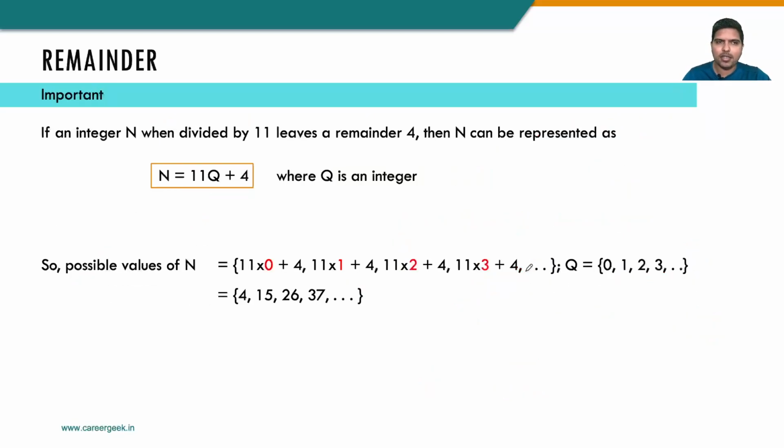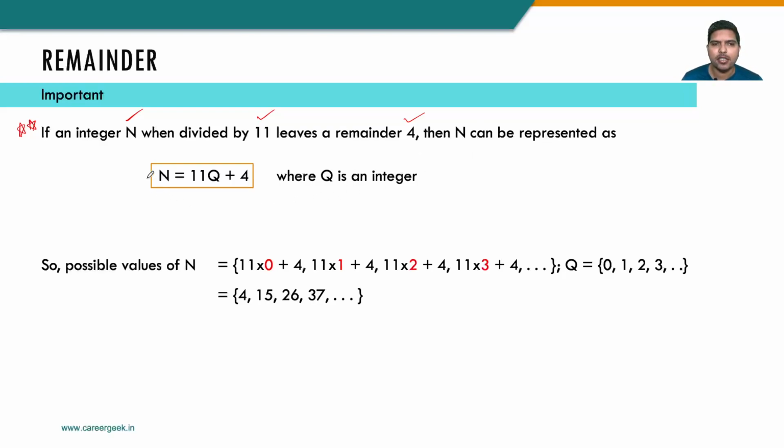We'll go to next. The most important part, like I said, for the purpose of solving questions: if an integer n when divided by 11 leaves a remainder 4. This statement itself is so important. Some statement like this, okay? A lot of times these types of statements are asked. So here n is the dividend, 11 is the divisor and remainder is 4. And what is the quotient? The quotient can be anything, which is q.